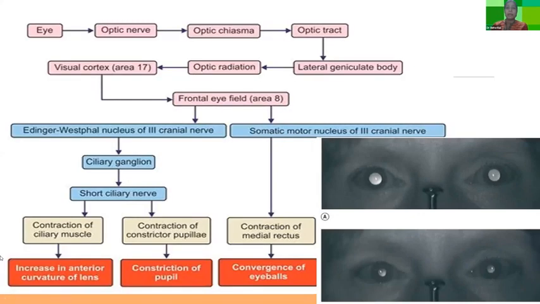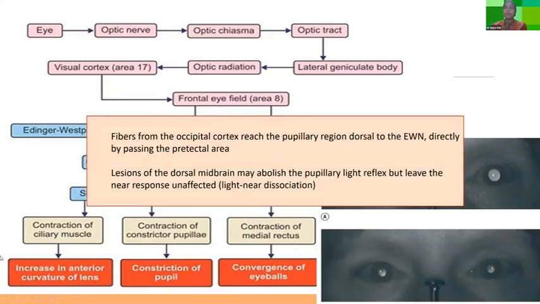It's actually a triad of constriction of the pupil, convergence of the eyeballs, and increase in the curvature of the lens. The important thing is that from the visual cortex, these fibers go through the frontal eye field. And fibers from the occipital cortex reach the pupillary region, dorsal to the Edinger-Westphal nucleus, and these fibers directly bypass the pretectal regions. So lesions in the dorsal midbrain may abolish the pupillary light reflex but leave the near reflex unaffected, thus leading to light-near dissociation.